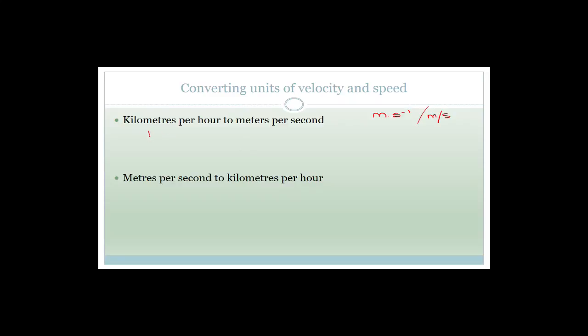Let's say that I've got 1 kilometer per hour and I want to convert it to meters per second. I could write this as kilometers over hour, and I want to convert this to meters over seconds. So what do I need to do? To get from kilometers to meters, I need to multiply by 1,000. To get from hours to minutes, I multiply by 60, and to get from minutes to seconds, I multiply by 60 again. So in total, we multiply the numerator by 1,000 and the denominator by 60 times 60, which is 3,600. That is the same as multiplying by 1,000 and dividing by 3,600.